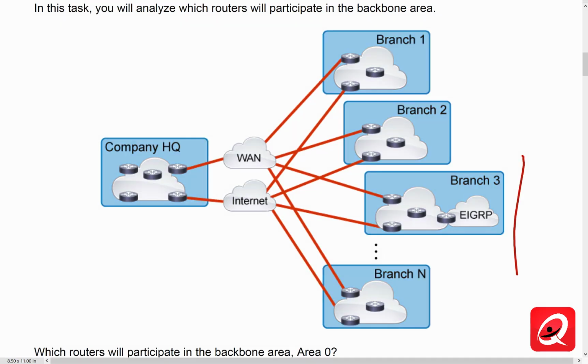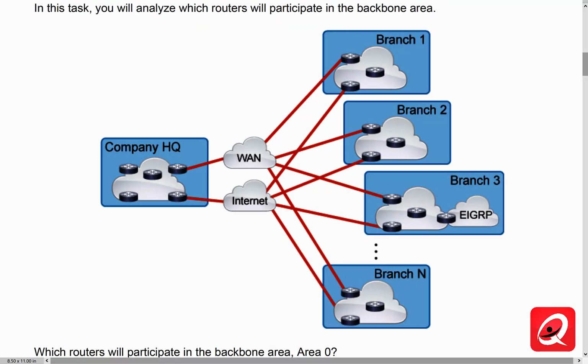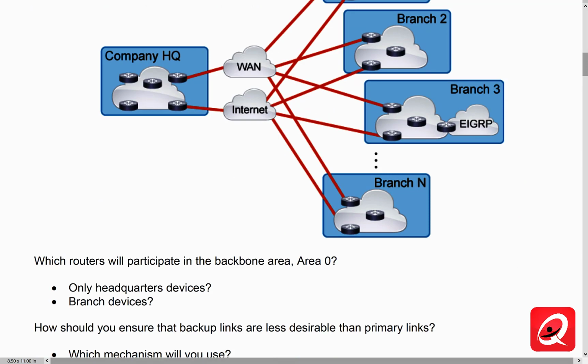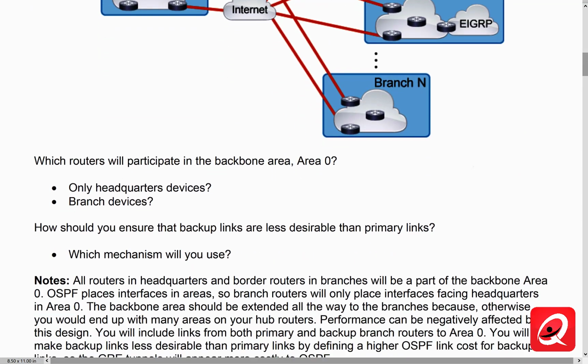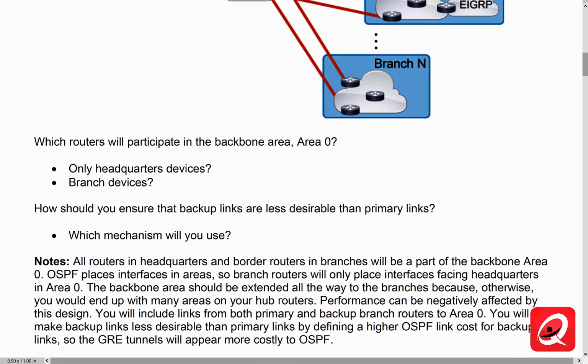So the questions, which areas are going to be area 0? Which routers are going to be participating in the non-backbone areas? And it says here, how should we ensure that the backup links are less desirable than the primary links as well?